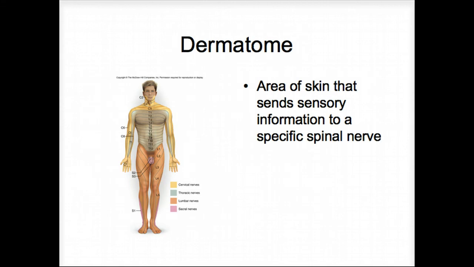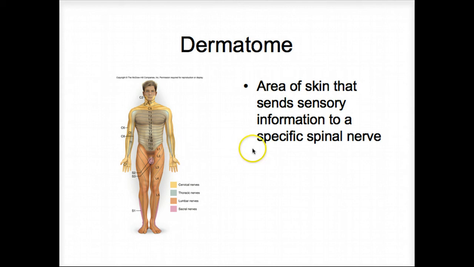All right, let's look at what a dermatome is. A dermatome is an area of skin that sends sensory information to a specific spinal nerve. So you'll see here that this gentleman is labeled with different, basically spinal nerves right here, right? So here's L5, and it shows that this part of the leg is served by L5. This part of the leg carries sensation from L4. L3 is right here.